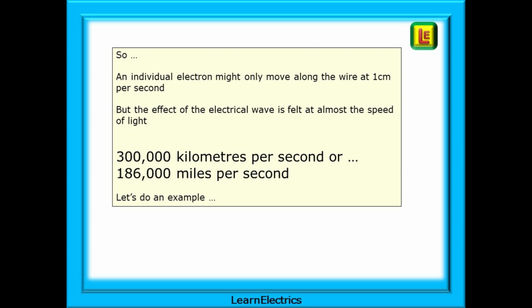So what we are saying is that an individual electron might only move along the wire at 1 centimetre per second, but the effect of the electrical wave is felt instantly at almost the speed of light. And this, the speed of light, is 300,000 kilometres per second, or 186,000 miles per second. Let's do an example of this to help explain it.